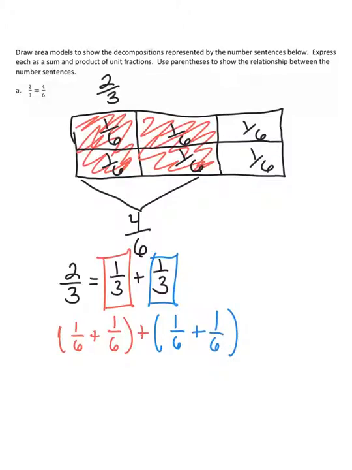And all of this, if we wanted to multiply this and show the groups, we have 4 groups of 1/6 is equal to 4/6. So here again, we decomposed and composed and showed that we have 2/3 is equivalent to 4/6.